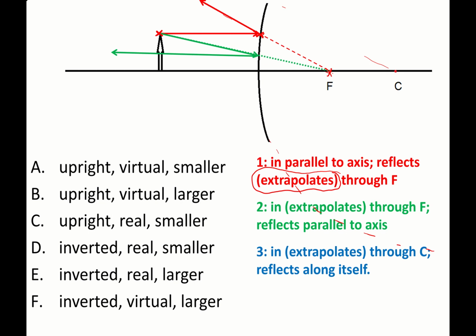All right, last one is a ray that comes in through, or extrapolates through, the center of curvature. So now you take your straight edge, you put one end on the arrowhead, one end on C, and you draw a long straight line that extrapolates through C.